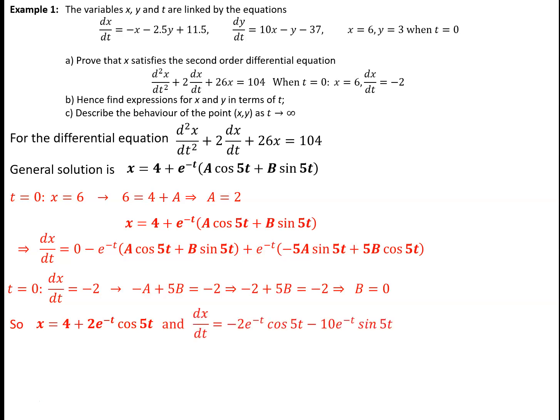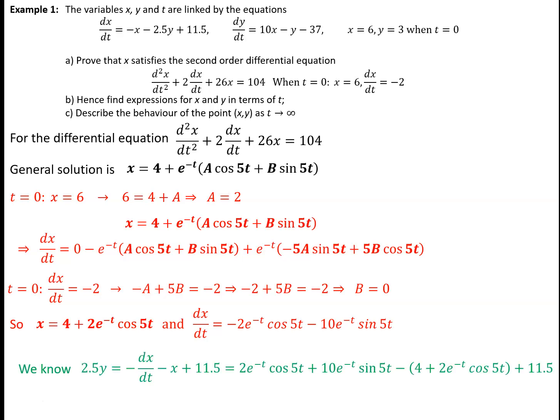And we also know that dx by dt is equal to minus 2e to the minus t cos 5t minus 10e to the minus t sin 5t. Earlier on, we discovered that, rearranging the very first equation, we've got 2.5y is equal to minus dx by dt minus x plus 11.5.